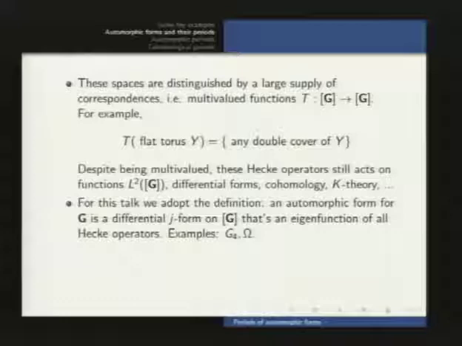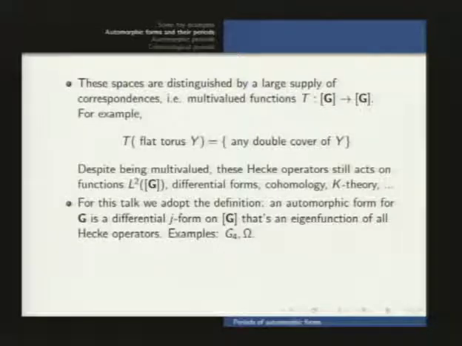So an automorphic form is going to be a differential form on this manifold that's an eigenfunction of all Hecke operators. Okay, and although it's not obvious, we've seen 2 examples already, which is G4 and omega. Okay, that's what I call h of z dz.